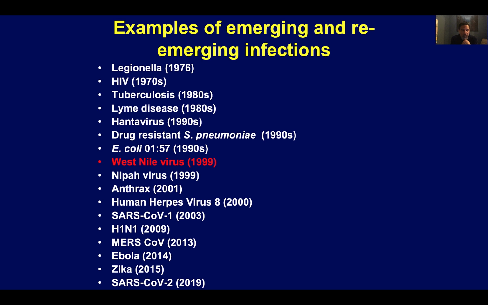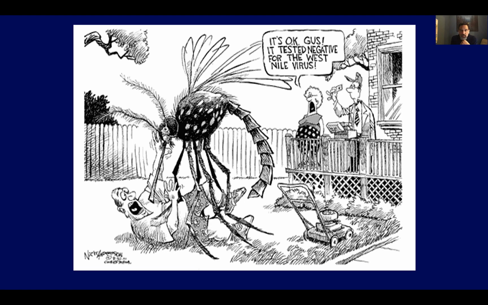So, remember this list from prior lectures. West Nile virus shows up on this list of examples of emerging infectious diseases that we've covered in the course, and there have been many since. And for better or for worse, I think a healthy fear of mosquitoes in North America has returned, partly because of the emergence of West Nile virus in 1999 and beyond.